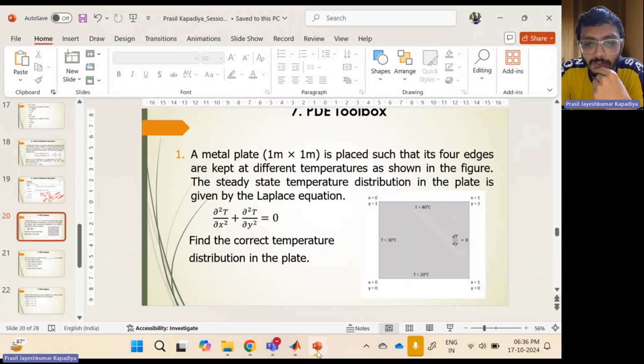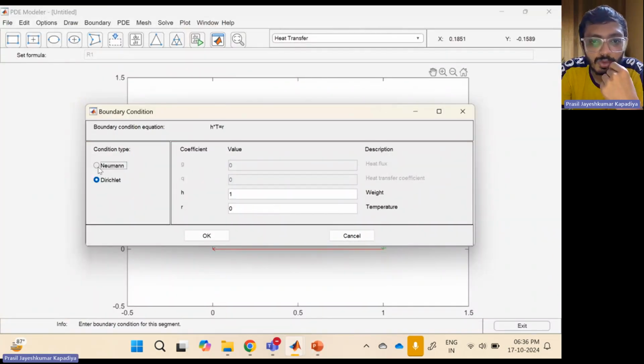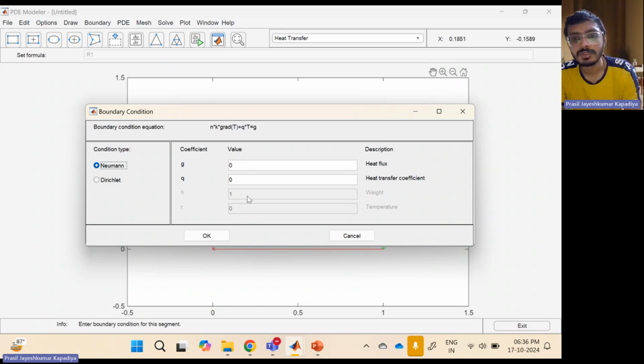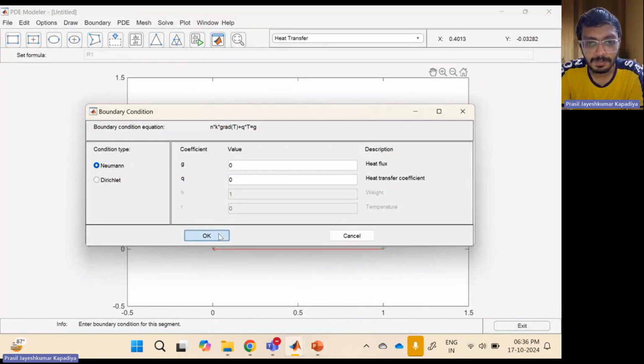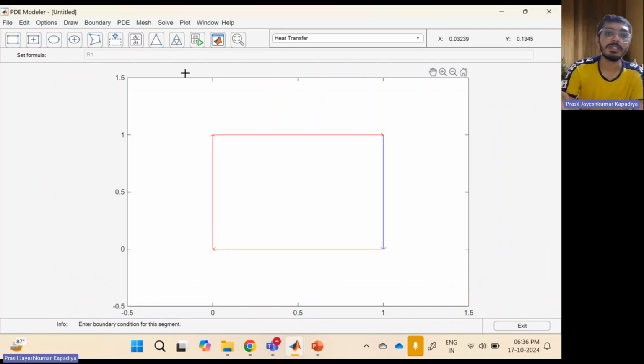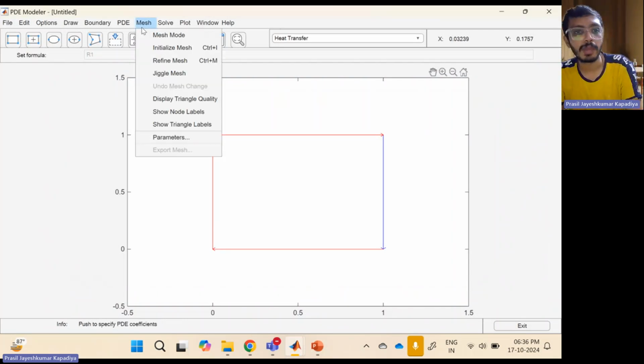For this part, dT/dy is equal to 0 is given. So I will go to the Neumann part and write my heat flux equal to 0. It will take care of dT/dy equal to 0. I'll just press OK. So my problem is now ready. Now I need to create the mesh.